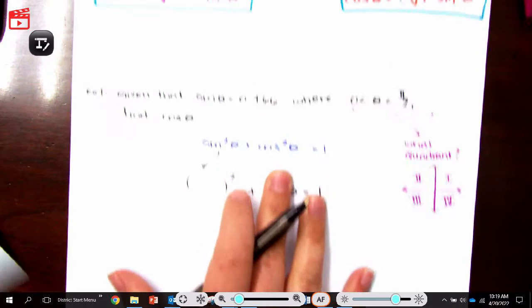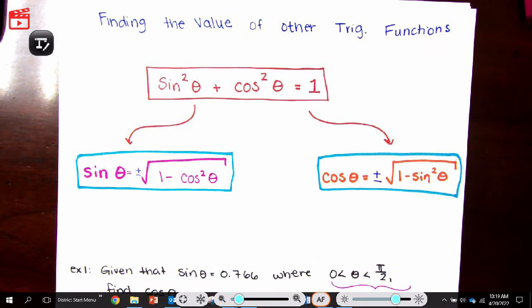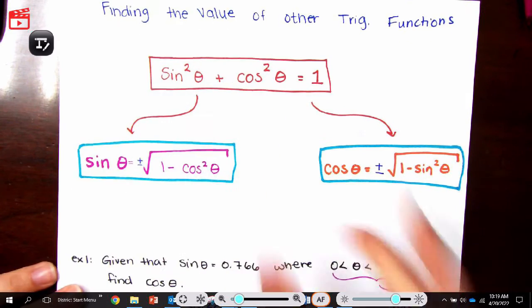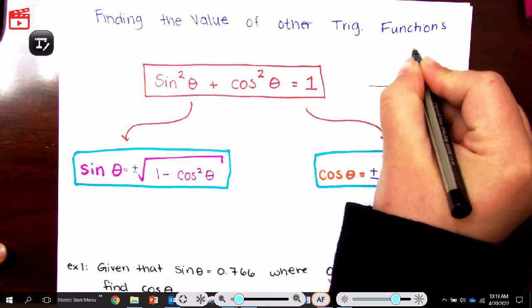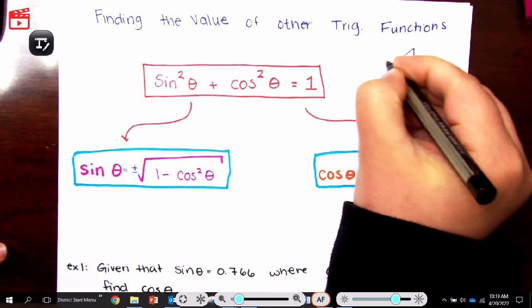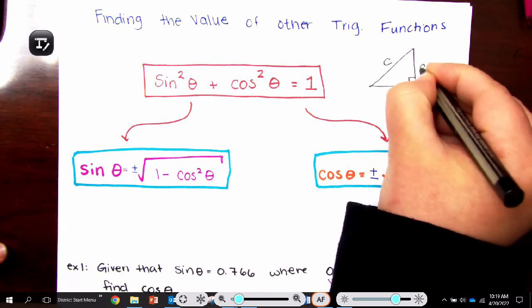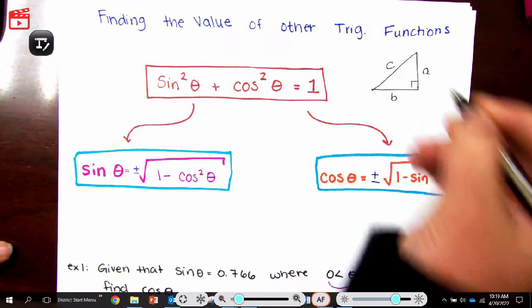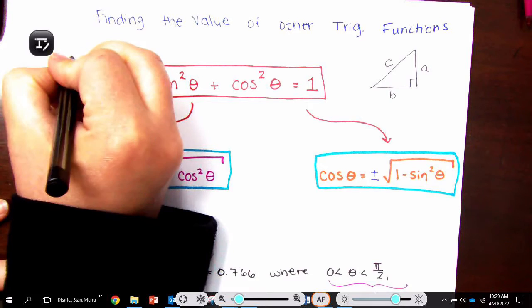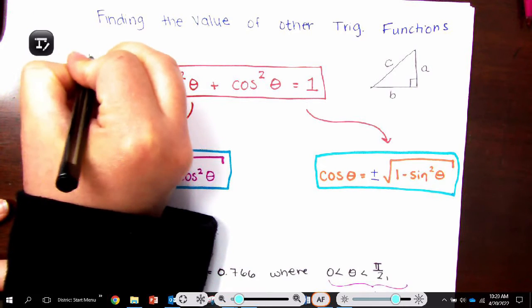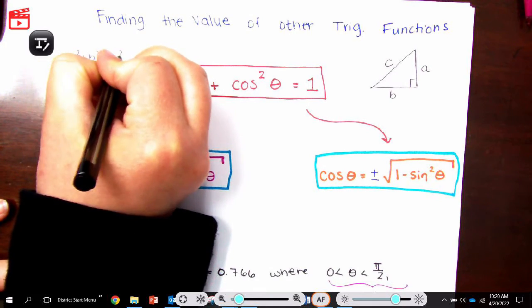Now what is the Pythagorean identity? The Pythagorean identity comes from our triangle. So let's draw a right triangle, and let's say the sides are A, B, and C. With a right triangle, we have something called the Pythagorean theorem. The Pythagorean theorem says a squared plus b squared equals c squared.